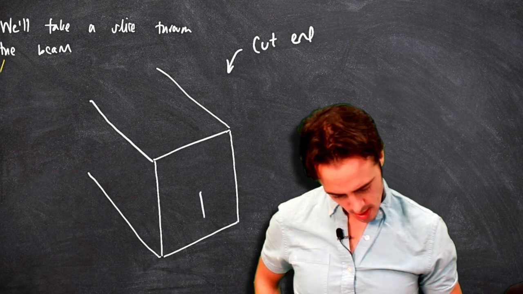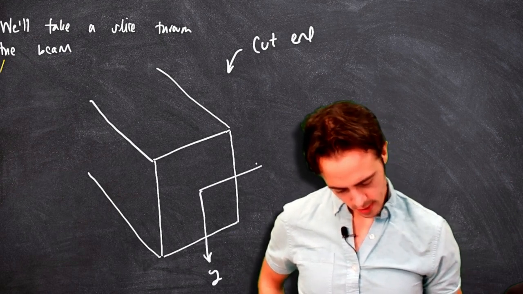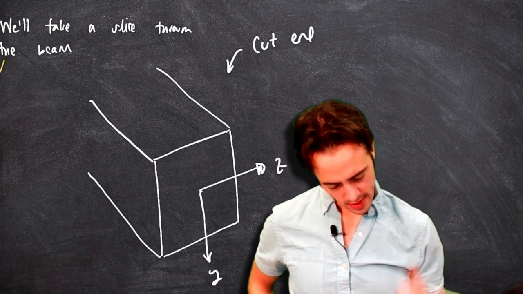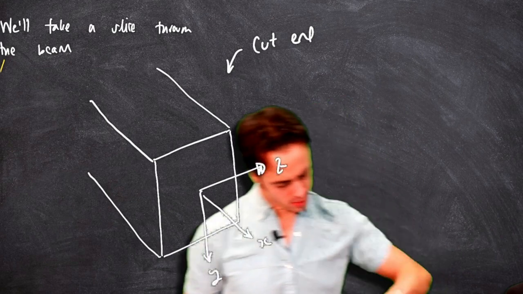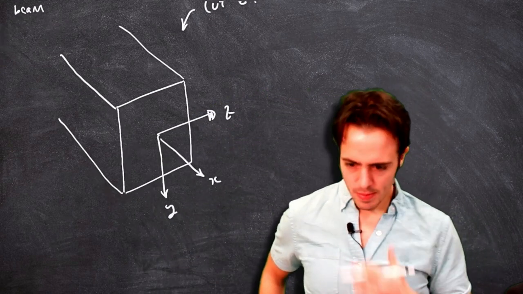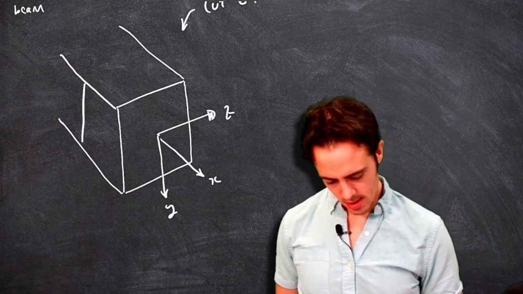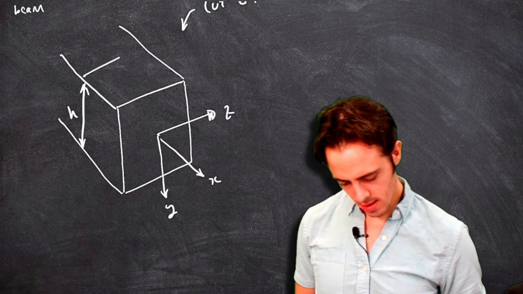So this is my Y. This is the direction we never saw before, which is Z, and then X would be the direction along the axis of the beam. Let's just check, is that right-handed? Yep, it's right-handed, thankfully. So then this would be the axis system. The beam would have height H, and we'll call it width B.